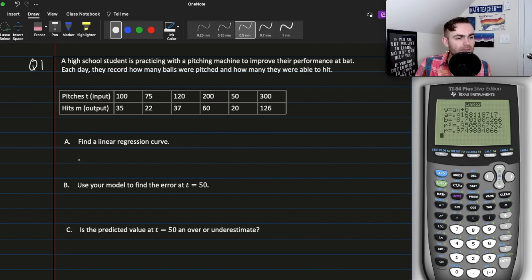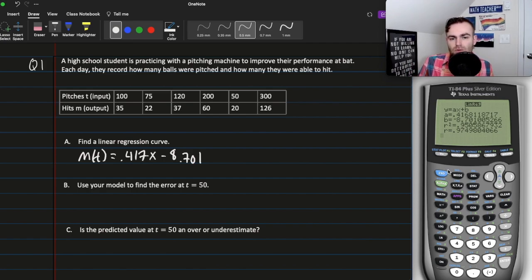So we get a regression of, so this was M of t. M of t is equal to 0.417x minus 8.701. Essentially. Use our function to model the error at 50. Well, error is our predicted minus our actual. So let's plug in 50 and see what happens.